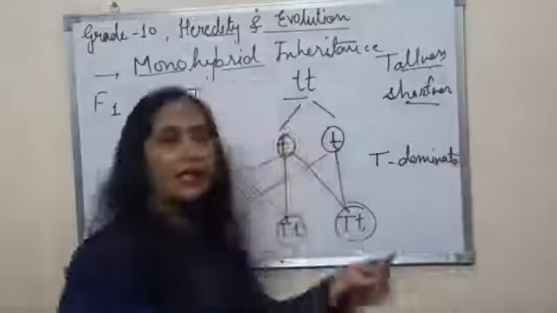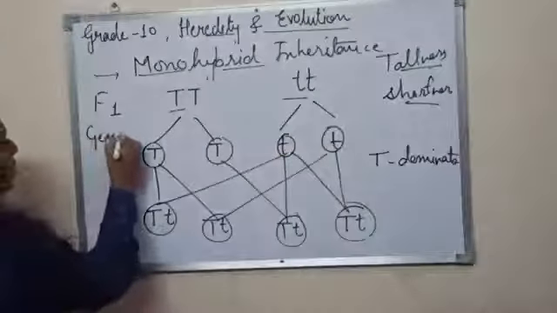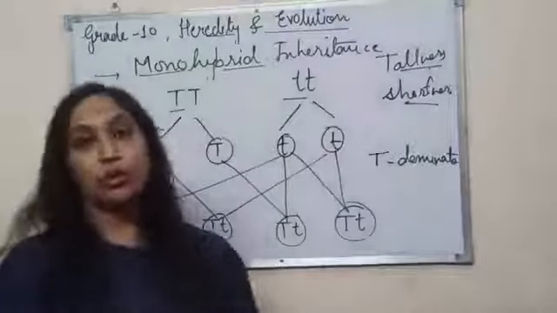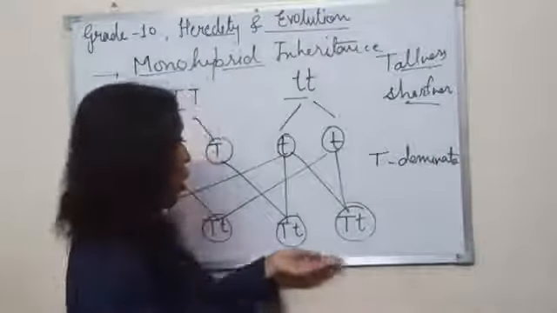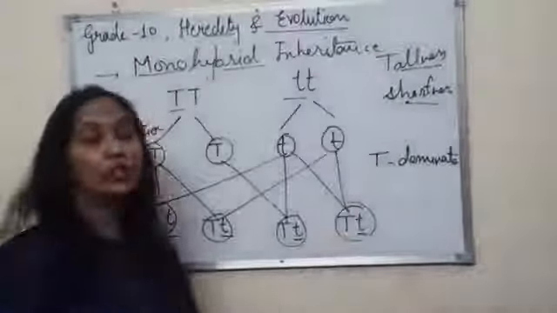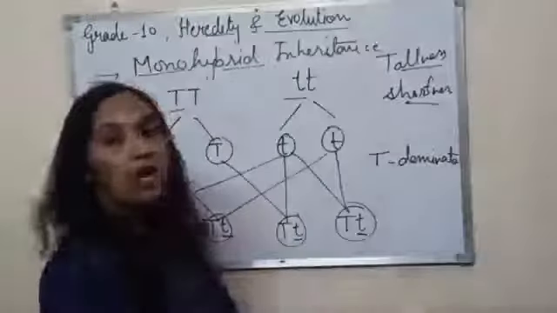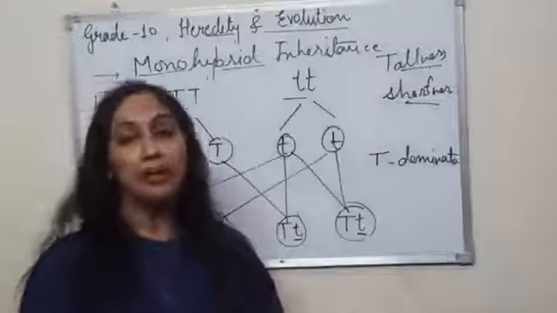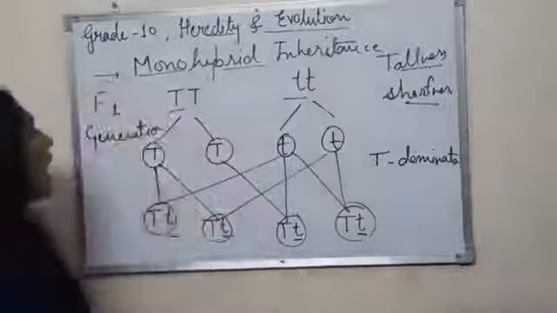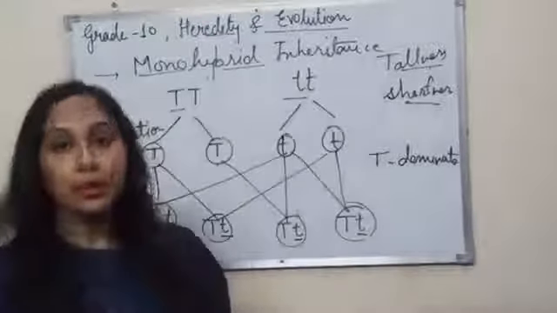That means all the plants in the F1 generation will be tall. Their phenotype would be all tall plants, though they have the gene present for shortness as well, but that is a recessive character. Only the tallness is expressed, which means all the plants will represent tallness only. This was the F1 generation, where the characters were not independently shown.